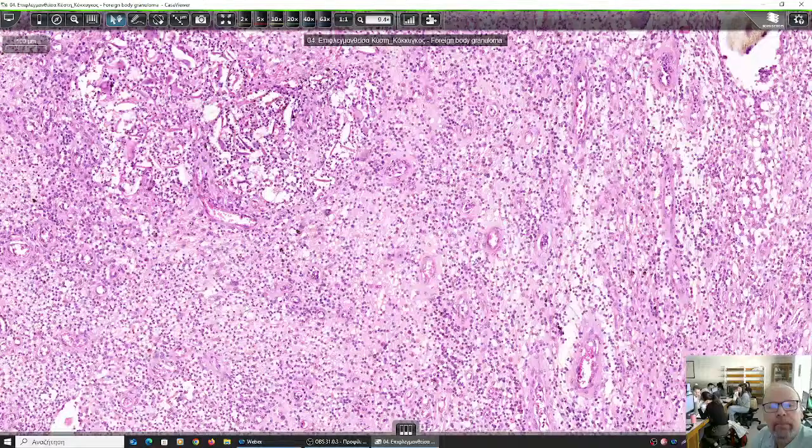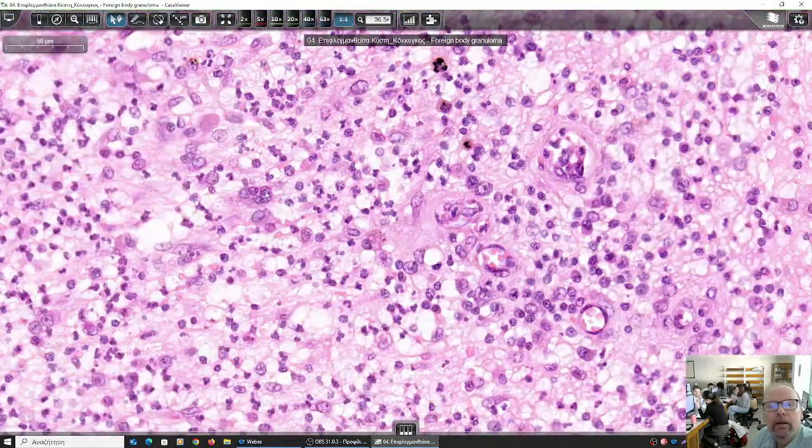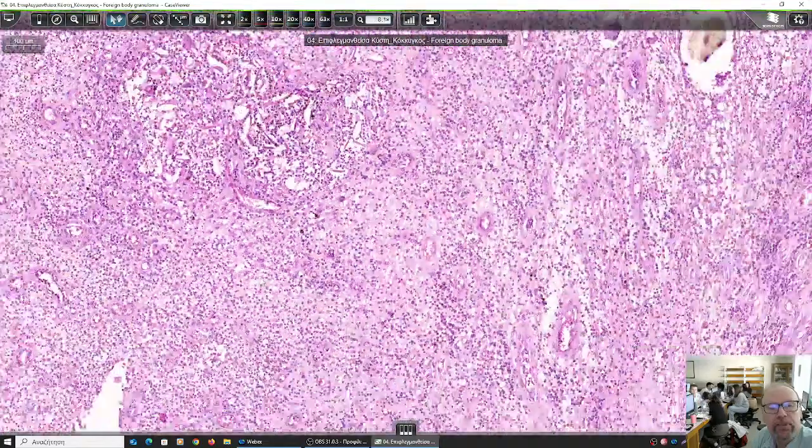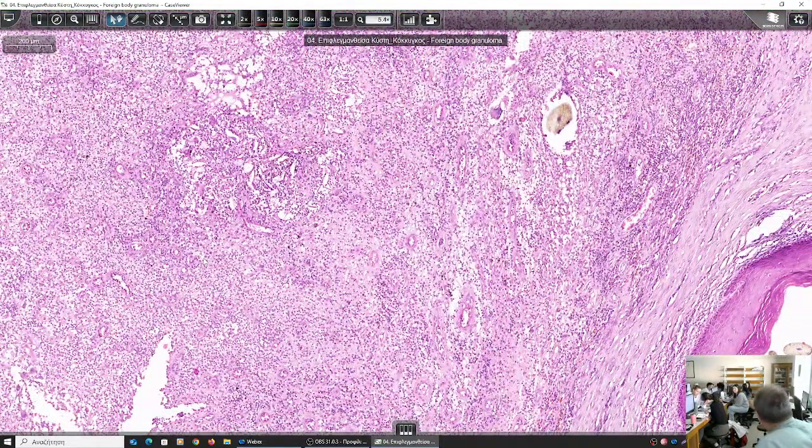And what happened? You have some multinucleated giant cells like these. These are fused macrophages.